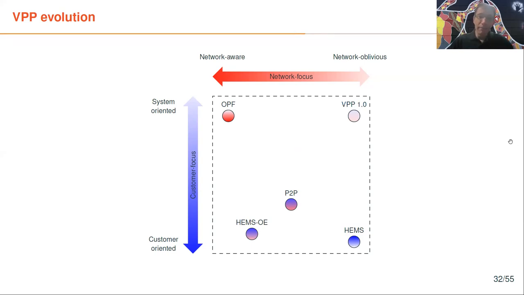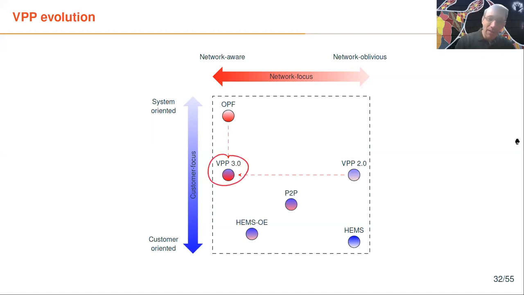Okay, so the way I see this is, we start with the retailer VPP, or VPP 0.0, and then we move to an optimization-based VPP 1.0, and you can take into account also the customer objective. You take into account also network constraints, and then you end up with this VPP 3.0, which is fully network aware. So network constraints are taken into account explicitly, which is important in this possible future where half of the power comes from behind-the-meter resources, and customers are also included in the objective.